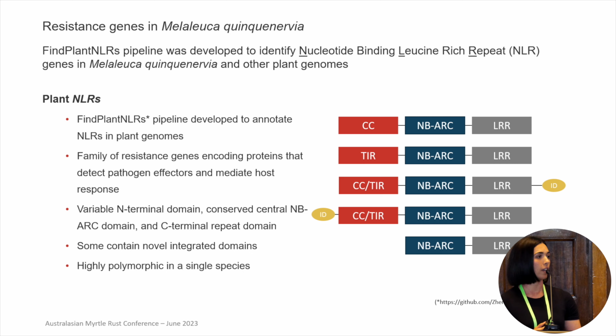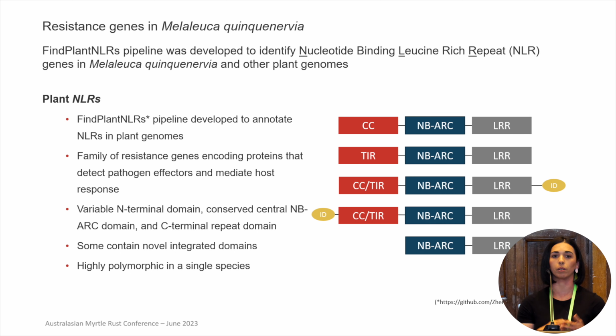So Zenyan, Perry, and some others all contributed a lot to putting together this fine plant NLRs pipeline, which is to identify these resistance genes within the Melaleuca quinquenervia genome, but it can be applied to other genomes also. So we have a high variability in these genes.